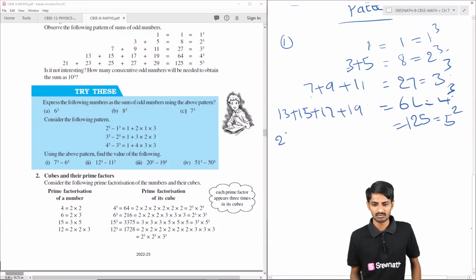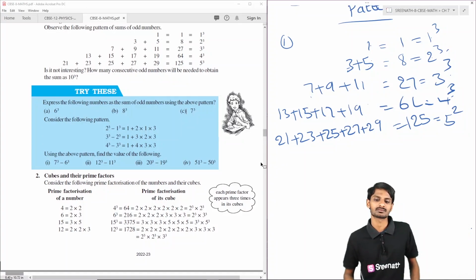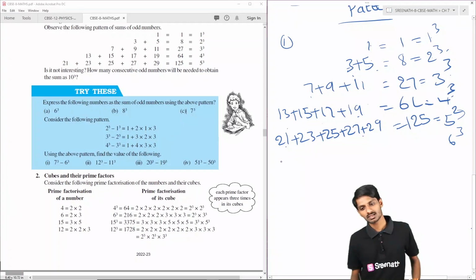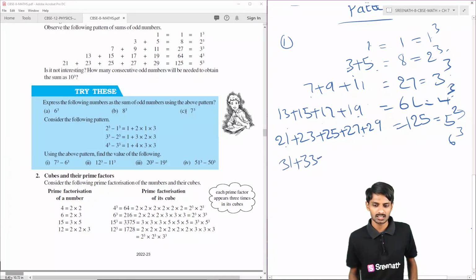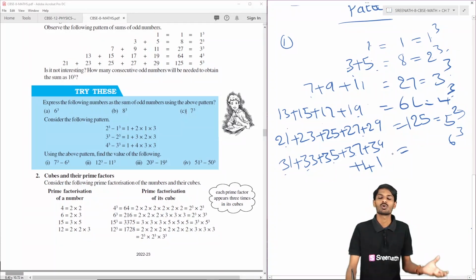So for 21, 23, 25, 27 and 29, you have to add 5 terms. 4 terms, 3 terms, 2 terms, 1 term. Next is 6 cube. Here you have to add the next 6 terms, that is 31, 33, 35, 37, 39 and finally 41. If you add all these things, what will you get?